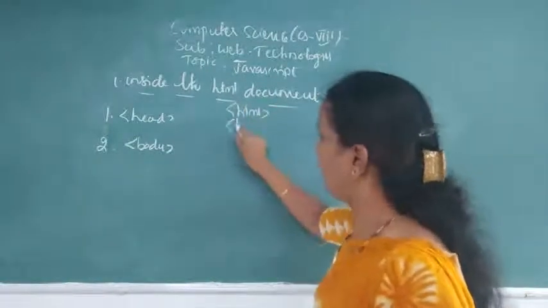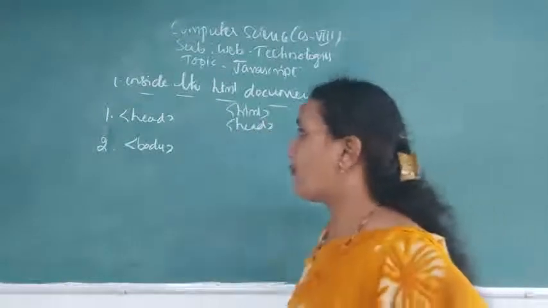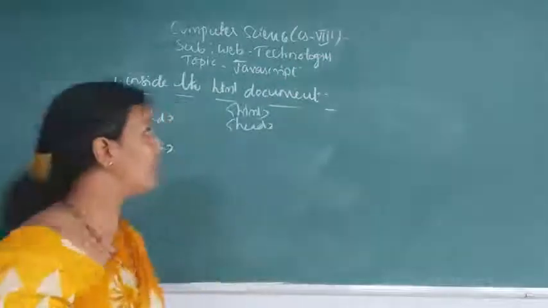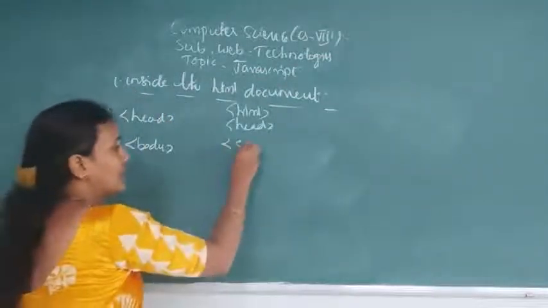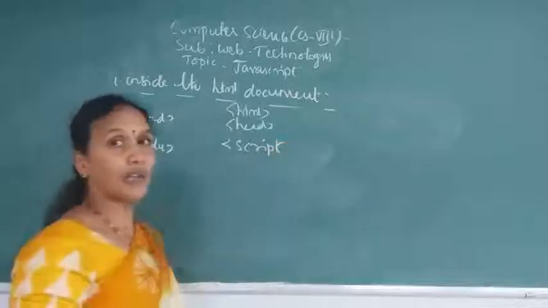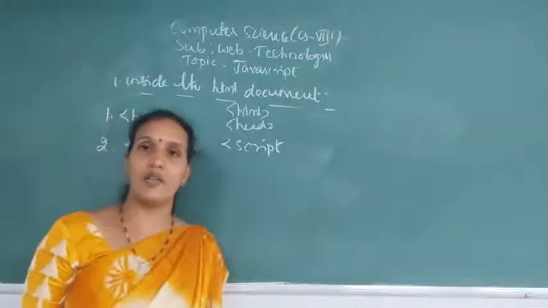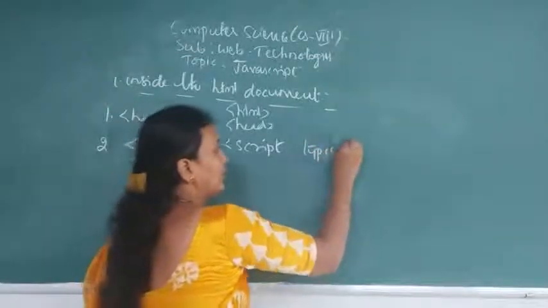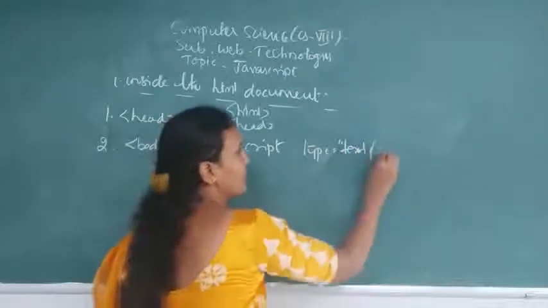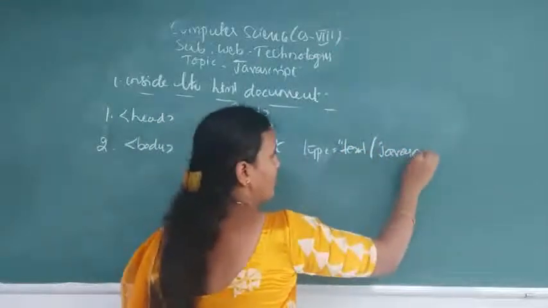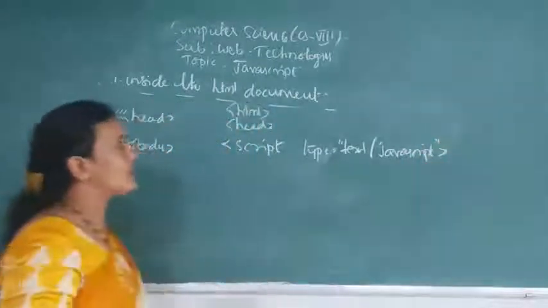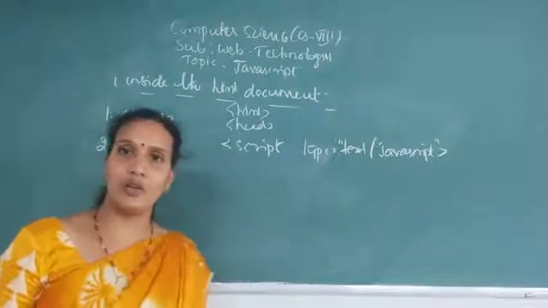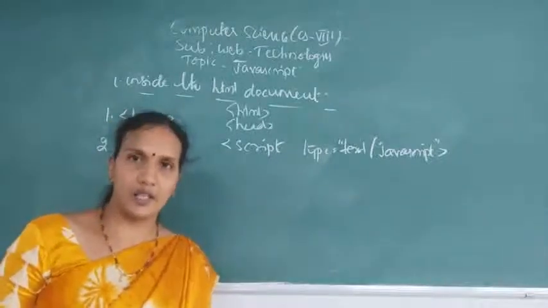HTML head. So if you want to include JavaScript, then here you need to include a separate tag that is called a script tag. Using the script tag, you can include JavaScript code inside the HTML. Script type equals text/JavaScript. So this is a tag. Okay, what is the use of this tag? Using the script tag only we can include JavaScript inside the HTML.